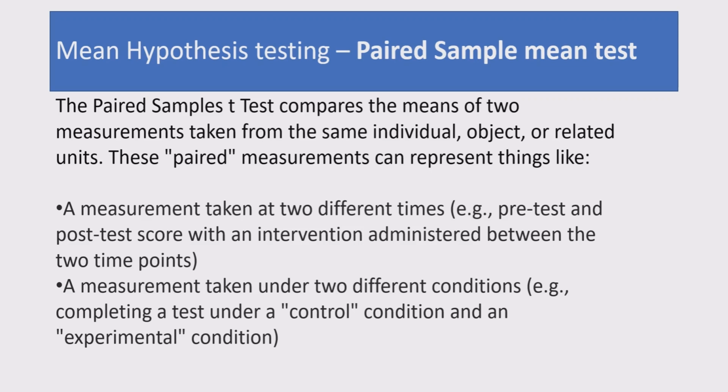The second example is a measurement taken under two different conditions. Completing a test under a control condition and an experimental condition. That means maybe a particular experiment, you did it under one condition, and that same experiment, you did it under another condition. So you are working with the same experiment. So in that case, you use a paired sample mean test.